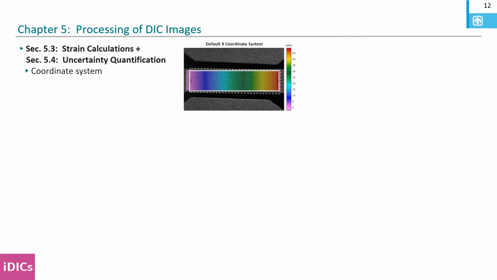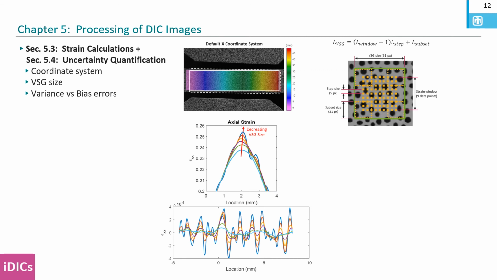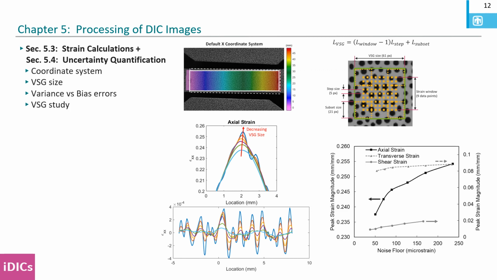In the second part of Chapter 5, we will focus on strain calculations, since strain is one of the most common quantities of interest for DIC. And within this framework, we will discuss concepts for uncertainty quantification. Specifically, we'll discuss how to select an appropriate coordinate system for your test, what the virtual strain gauge size is and how to calculate that, and then we will go into detail about variance versus bias errors, and we'll do that through a complete virtual strain gauge size study. And in this VSG study, we'll describe how all of the user-defined settings that we described previously will affect your final strain calculations.